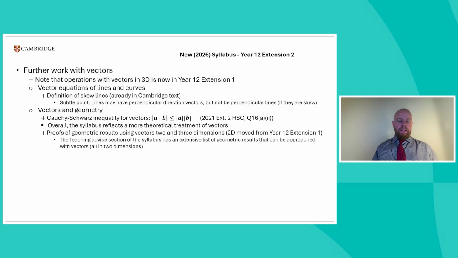We've all seen it. Proofs of geometric results in 2 and 3 dimensions, the 2D part has moved from Extension 1. I just wanted to give a shout out there to the teaching advice section because there's a very long list of contexts that you can use for those geometric result proofs. Most of them are in our book, but just be aware that is a very useful list to look through. Next slide, please.